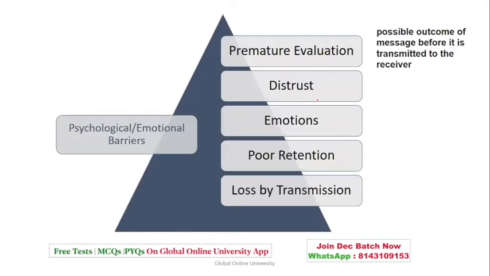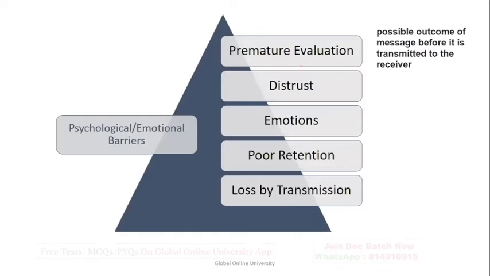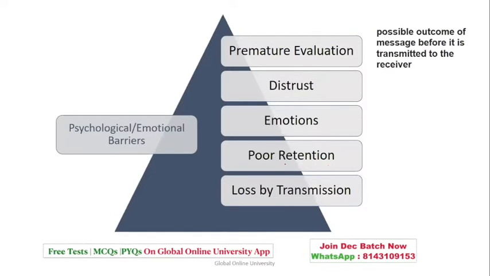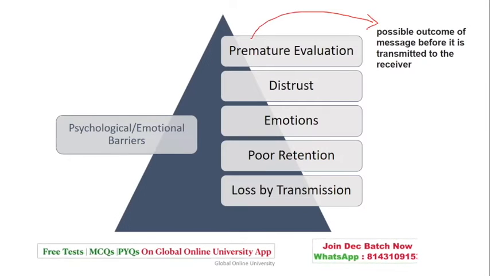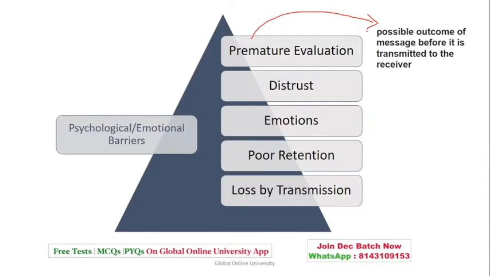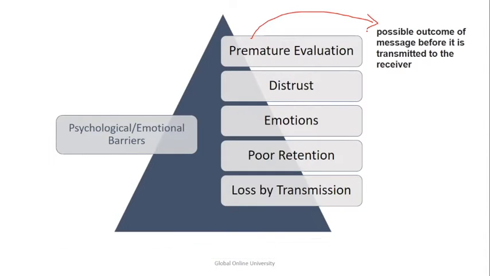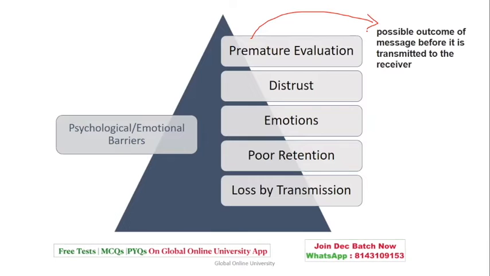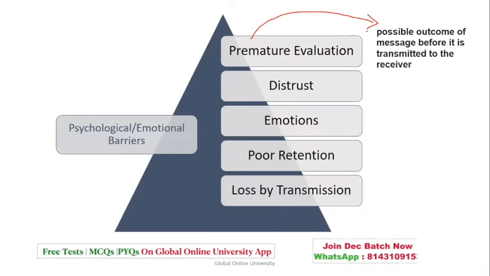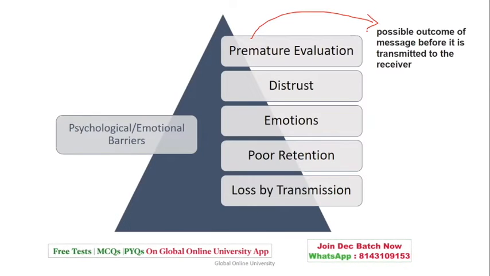Now, apart from this, there are some psychological and emotional barriers also, like premature evaluation, distrust, emotions, poor attention, loss by transmission. So the possible outcome of the message before it is transmitted, I mean to say premature evaluation. So before it is transmitted, you try to evaluate it. Distrust, I mean to say the trust factor, the emotion, the retention, or loss by transmission. If you come across this, and because of which the message is distorted, such type of barriers are called as what?